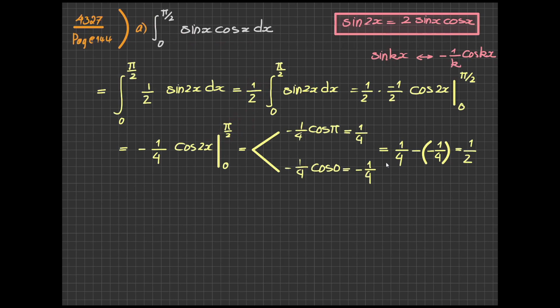Okay, so part B. What is this part B? This is the integral from 0 to pi over 4 this time. And then what do you have?